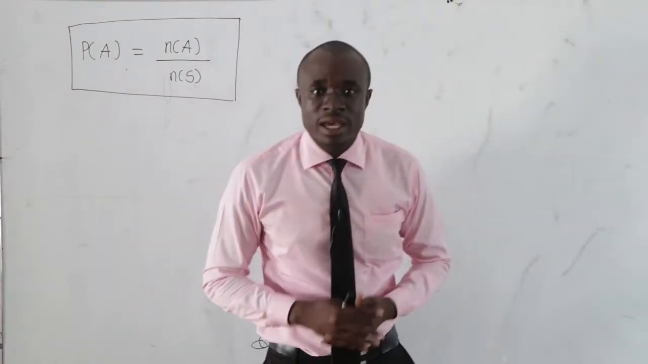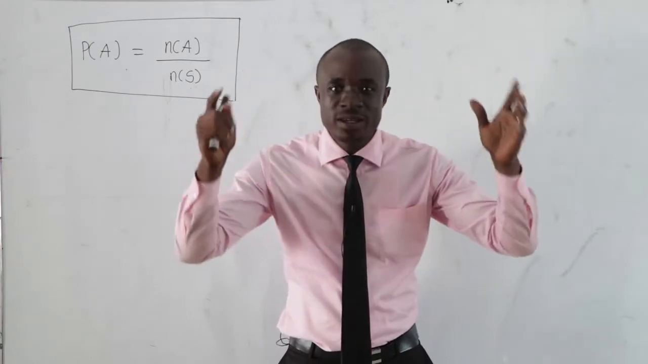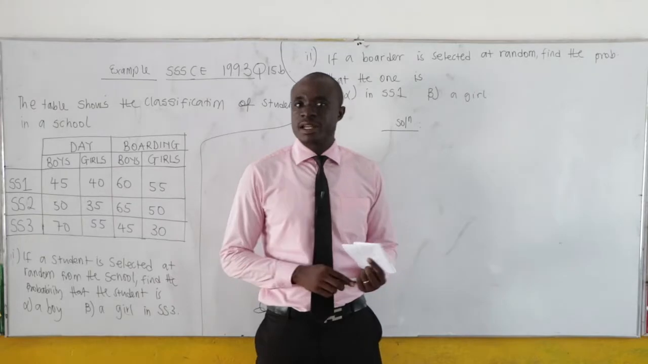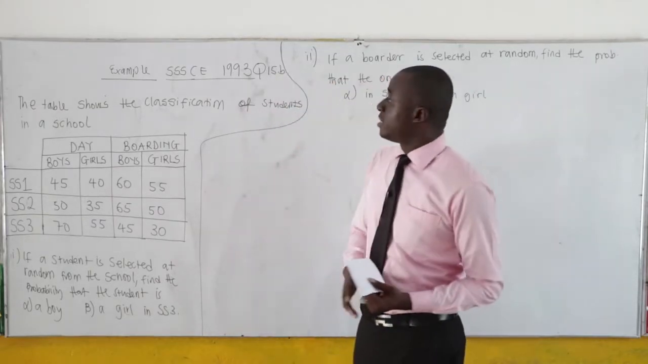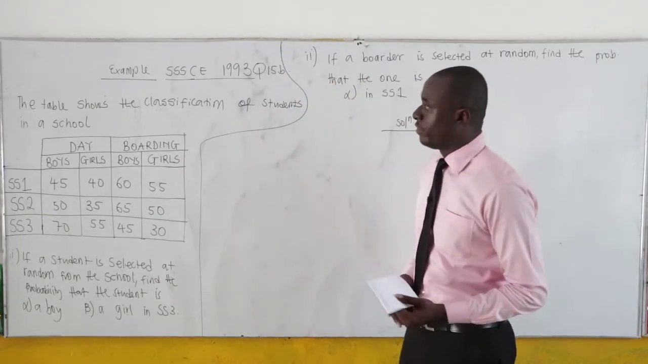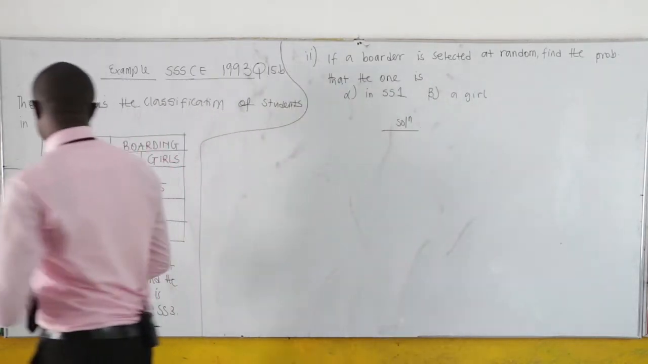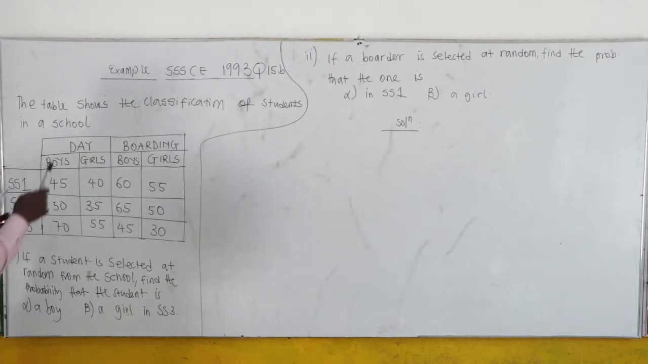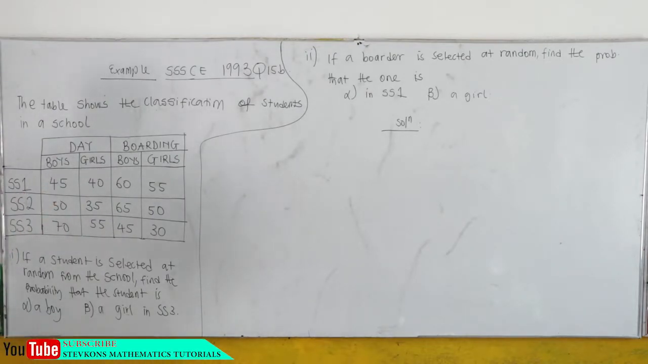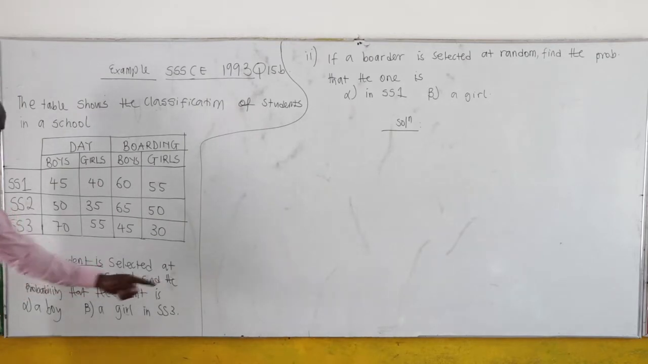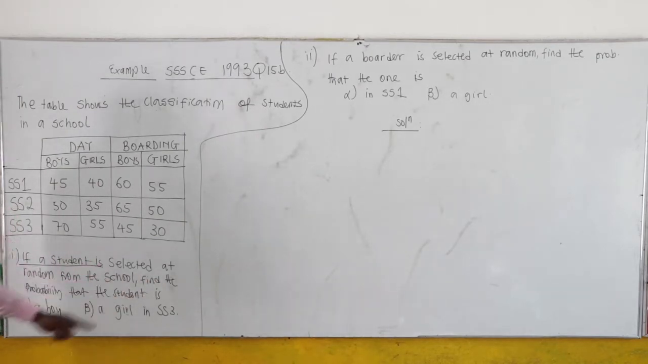Let's consider some examples. It is very, very easy. Let's consider some past questions for better understanding. Let's consider this past question, that is SSC 1993. This is very, very trivial. The table shows the classification of students in a school, with boys and girls. If a student is selected at random from the school, find the probability that the student is a boy.